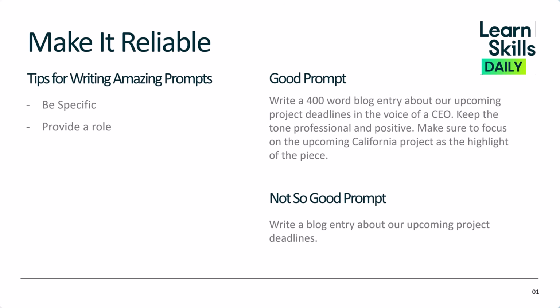Notice in the good prompt, I'm telling it to write a 400-word blog entry about our upcoming project deadlines in the voice of the CEO. I'm also advising it to keep the tone professional and positive, and to make sure I focus on an upcoming project as the highlight of the piece. You're going to get a much better result with that prompt than you would by just saying, write a blog entry about our upcoming project deadlines. You'll get something, but you'll likely not get a usable result unless you tell it the tone of voice in which to create things.